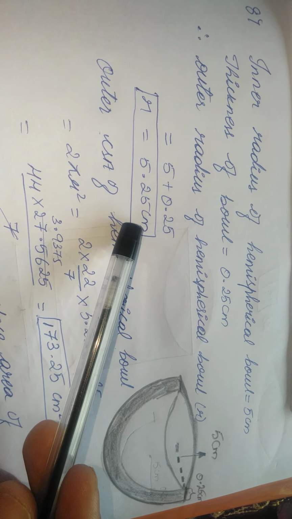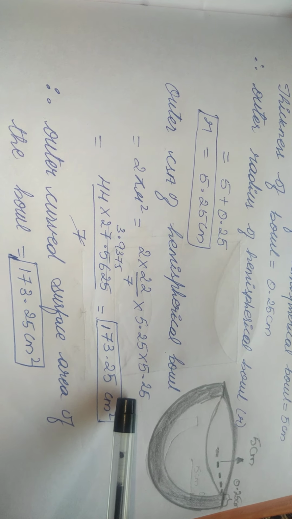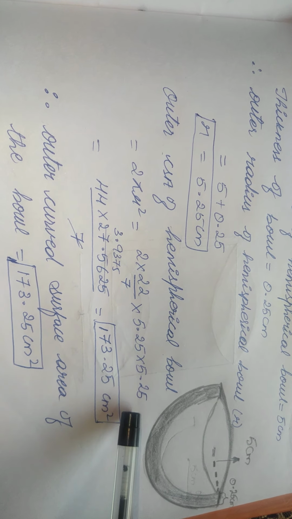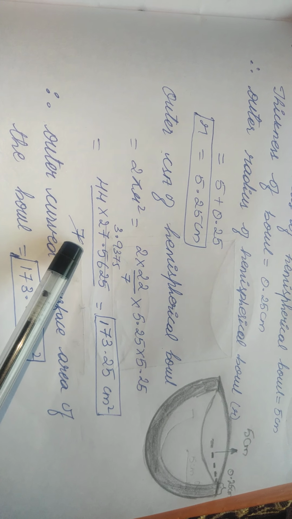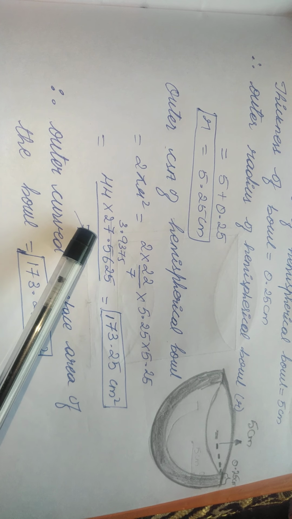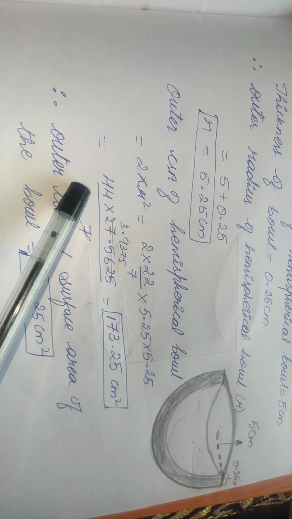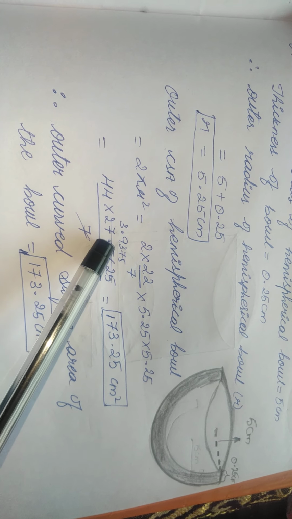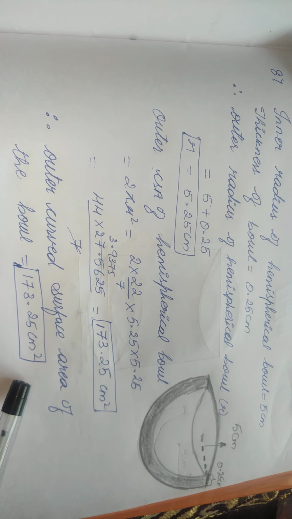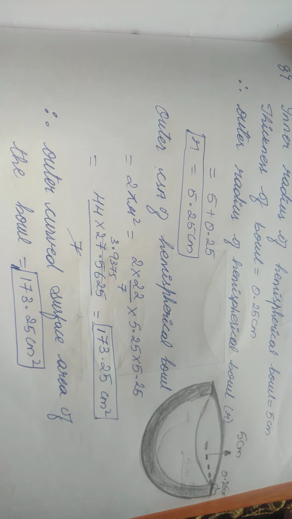See, here I have added, and now the outer curved surface area of the hemispherical bowl is 2 pi r square. Formula: 2 into 22 by 7 into 5.25 into 5.25. Hence on multiplication I will get 27.5625. Cancelling 7 with 27.5625 becomes 3.9375, and further multiplication of 44 and 3.9375 becomes 173.25 centimeter square. Hence the final conclusion I am going to write as: outer curved surface area of the bowl is 173.25 centimeter square.